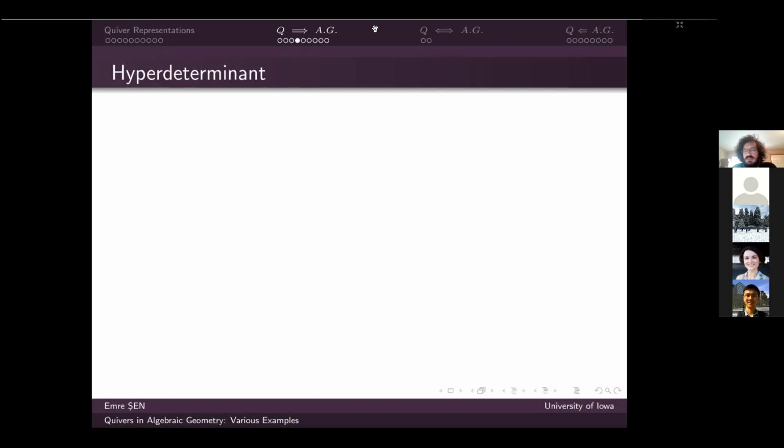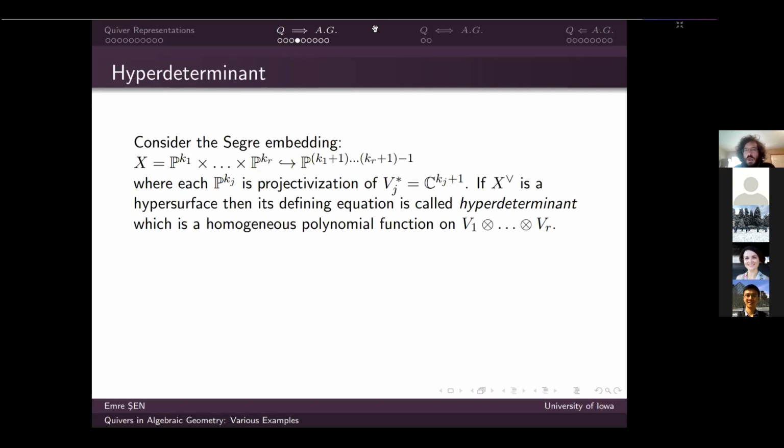And there is one nice class of dual varieties called hyperdeterminants. Basically, they are generalizations of this notion of the determinant of a matrix, right? We get multidimensional analogs. And a formal geometric way to do that is that we consider the Segre embedding of many projective spaces.